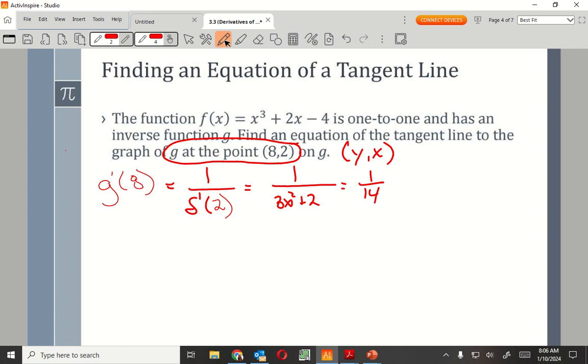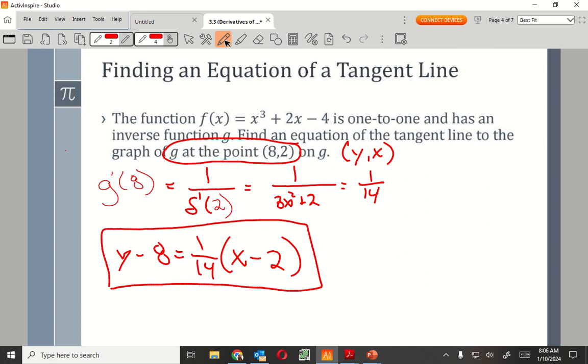So from here, let's go ahead and go with this. So my point now, my x value, I'm going to have y, so my point slope: y minus 8 equals 1 over 14 quantity x minus 2. So again, I apologize. I'll kill myself after this. Because I went back, I'm like, man, why is that? And it kept bothering me, so sorry.